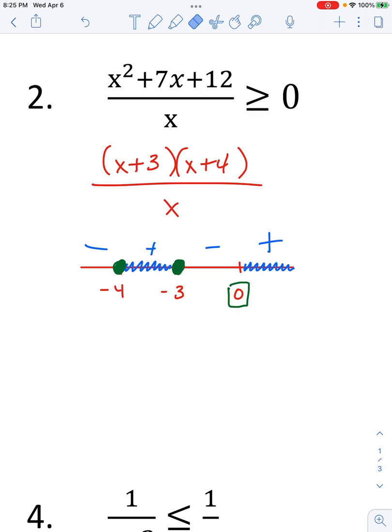It's a domain restriction. You're not ever allowed to equal whatever makes the bottom 0, or whatever is the vertical asymptote. So we need to have an open circle on that 0, and make sure we do not include 0 as part of my solutions. So the way I will write my interval notation is closed bracket -4 to -3, union, and then open parentheses on the 0, since we cannot equal 0, it's a vertical asymptote, and then fades to infinity.